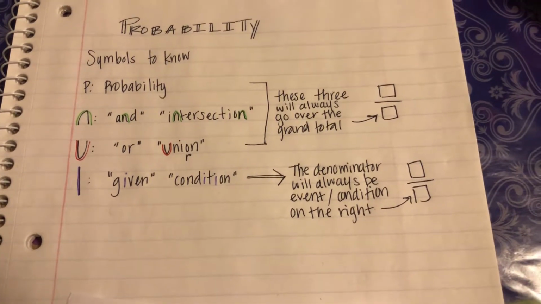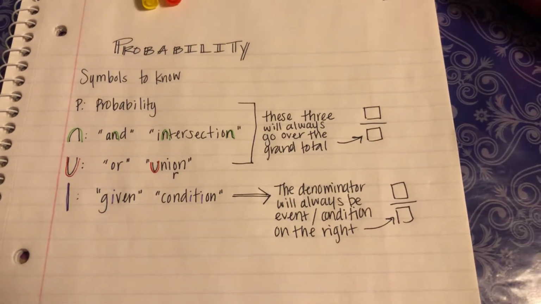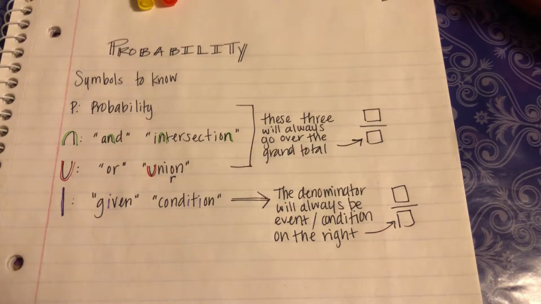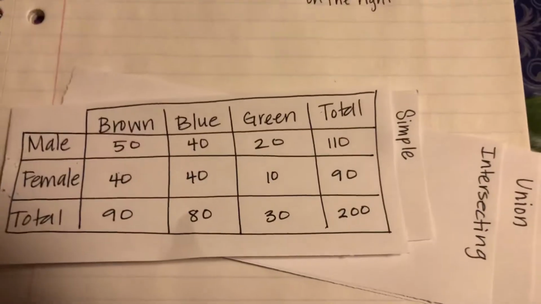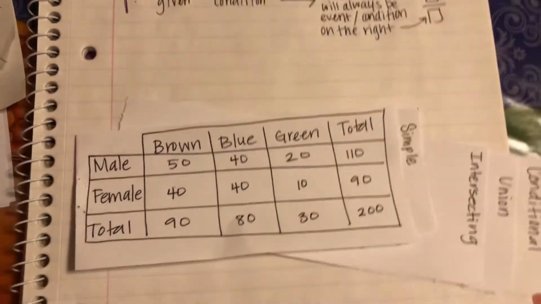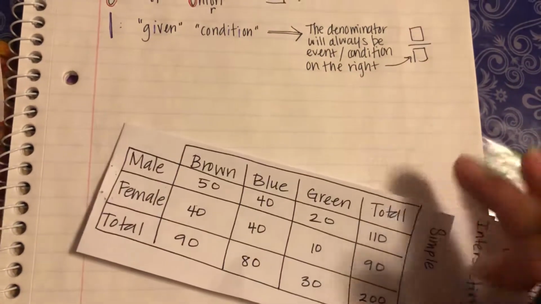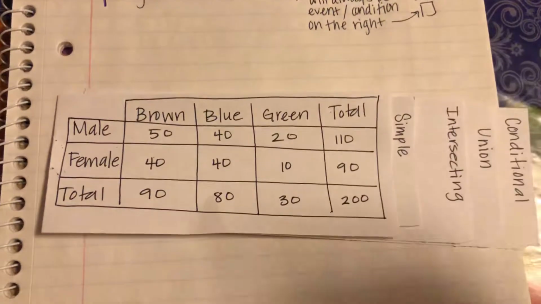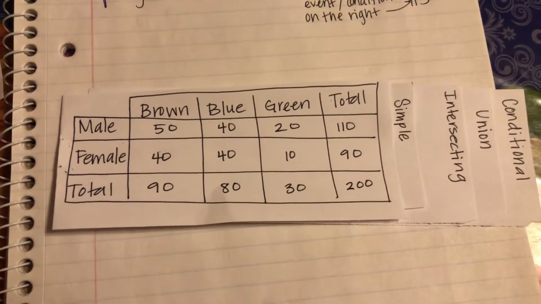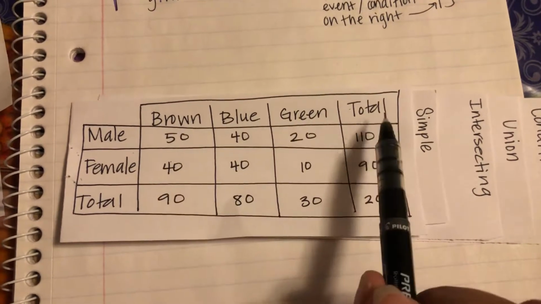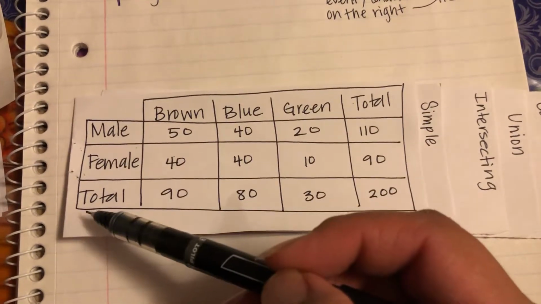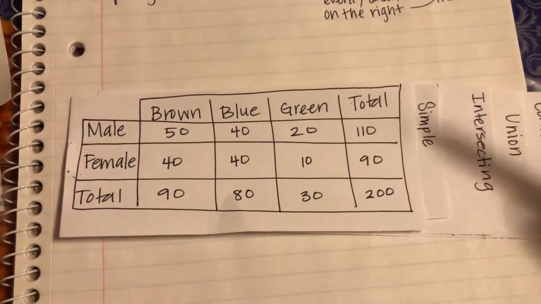Now, there's different types of probability, as you guys see, that we're going to work with. So I made a little flip book for myself. The very first thing that I did is I copied this little chart that I hope that you guys can either pause the video and copy it. And obviously, we have eye color and then we have gender. Okay, and I'm going to keep referring back to this.